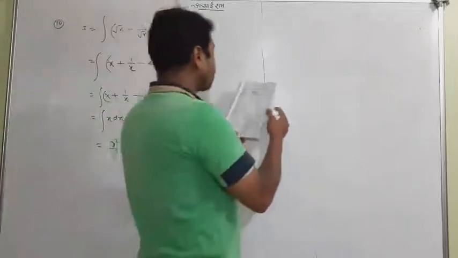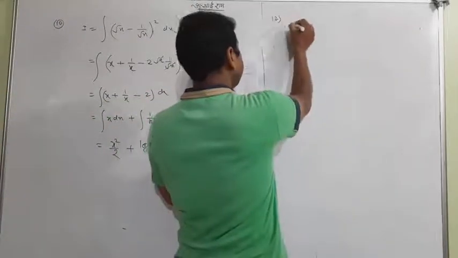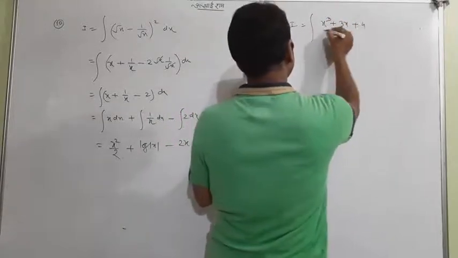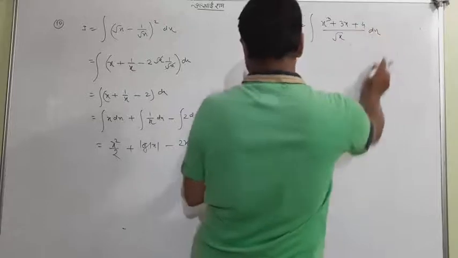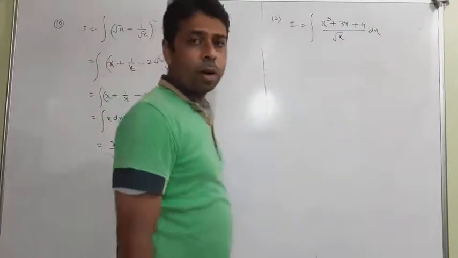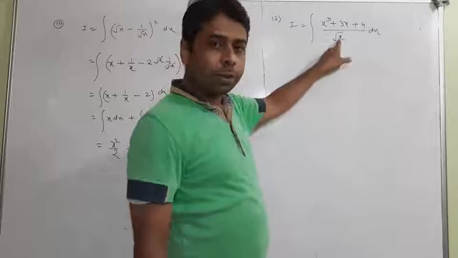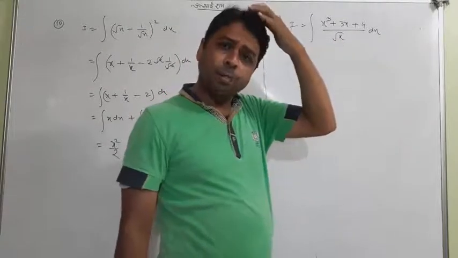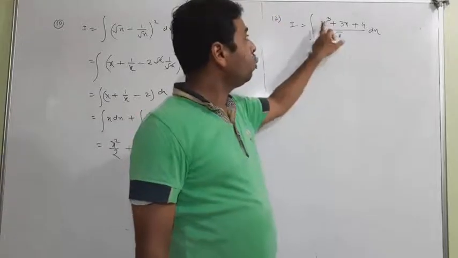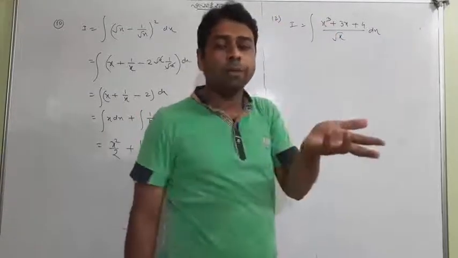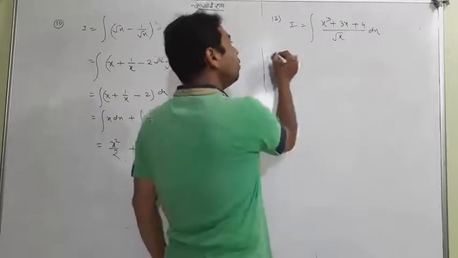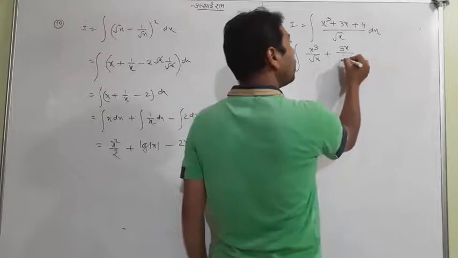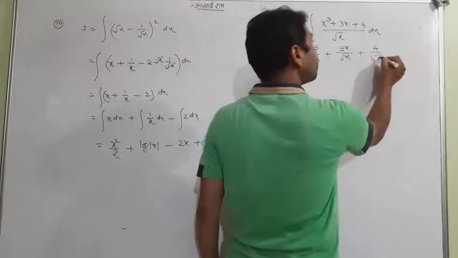Now we have lots of questions, like the 12th question I'm telling you. Integral of x cube plus 3x plus 4 upon root x dx. This is the question. So what to do? We have a single term, like a monomial, in the denominator. It's not actually a polynomial, but a single term is coming in the denominator. You only separate because we have no formula for division. So definitely we will separate it. x cube by root x, 3x by root x, and 4 by this.